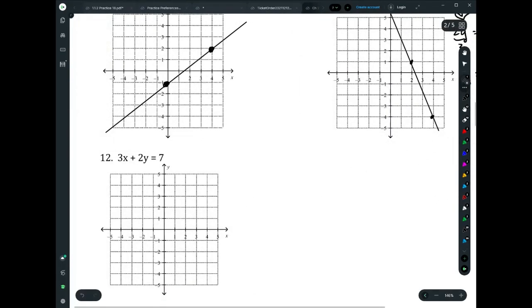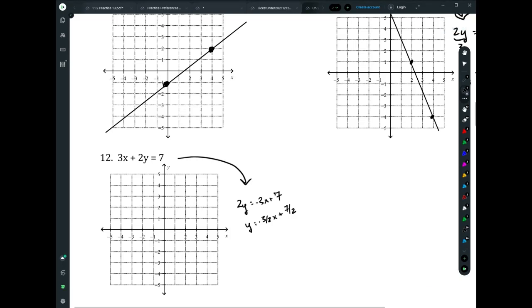Okay, another one to try with the table in your calculator. Solve for y first. 2y is equal to negative 3x plus 7. y is equal to negative 3 halves x plus 7 halves. It's a little funky because our intercept's decimal. That's where we can use our calculator.